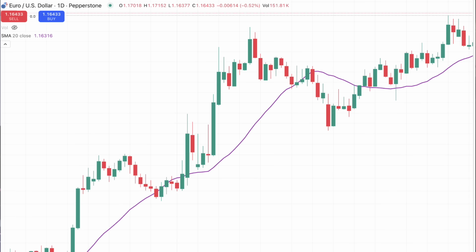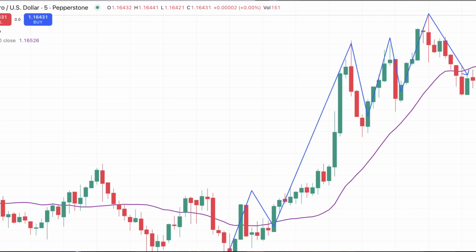Here we have the Euro USD, and the structure on the higher time frame is higher highs and higher lows. So we know that we're basically looking for long trades. If we move down to the 5-minute time frame, here we again see higher highs and higher lows, and I can mark those out. We also see the 20 SMA sloping up, which is a good sign.